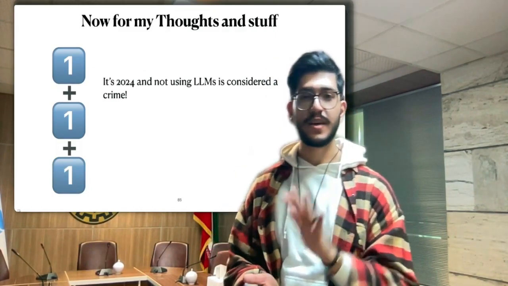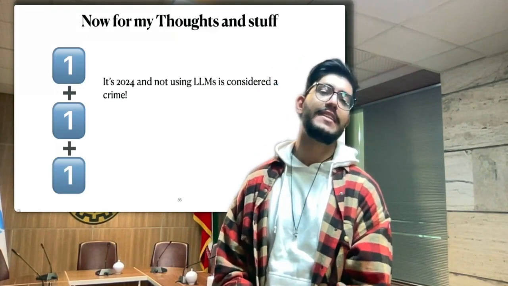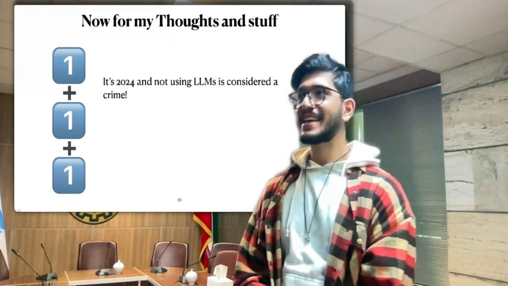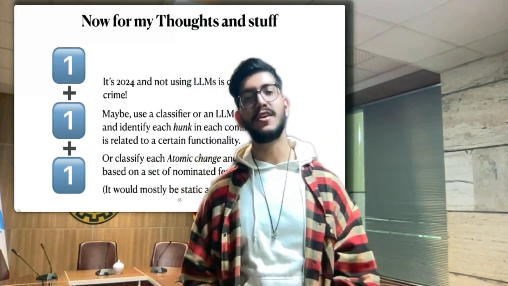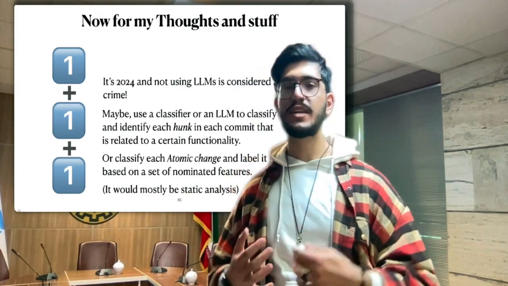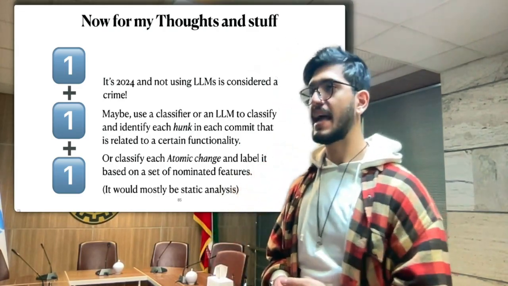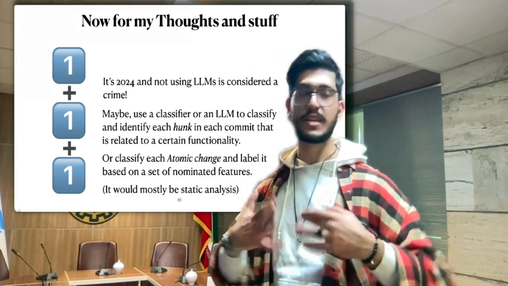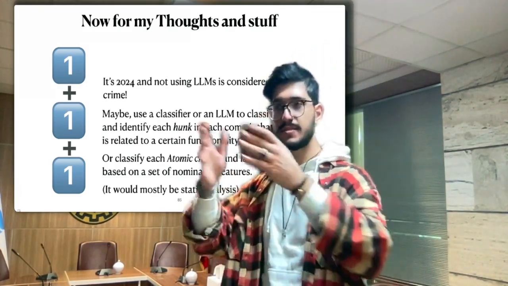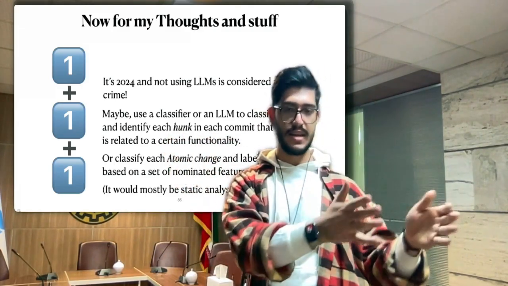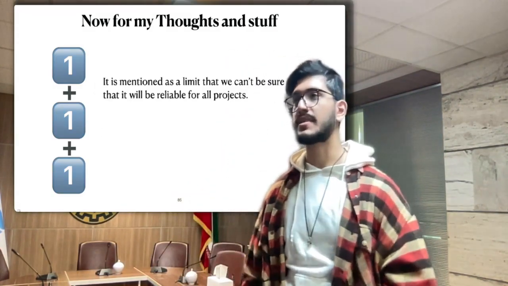Okay, the third suggestion is that it's 2024, practically not using LLMs is considered illegal. So maybe we can train a classifier, not an LLM, just a classifier, and we can show each commit, each hunk, or each change set to it, and it can label it for us. With a simple Boolean response, it can confirm whether this commit is related to our functionality or not, as an alternative method.